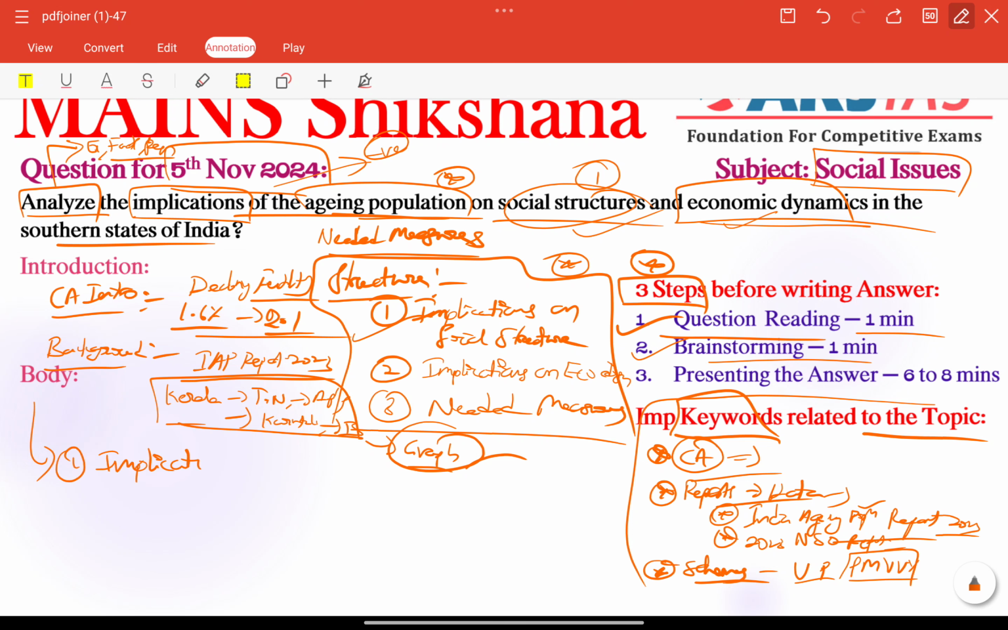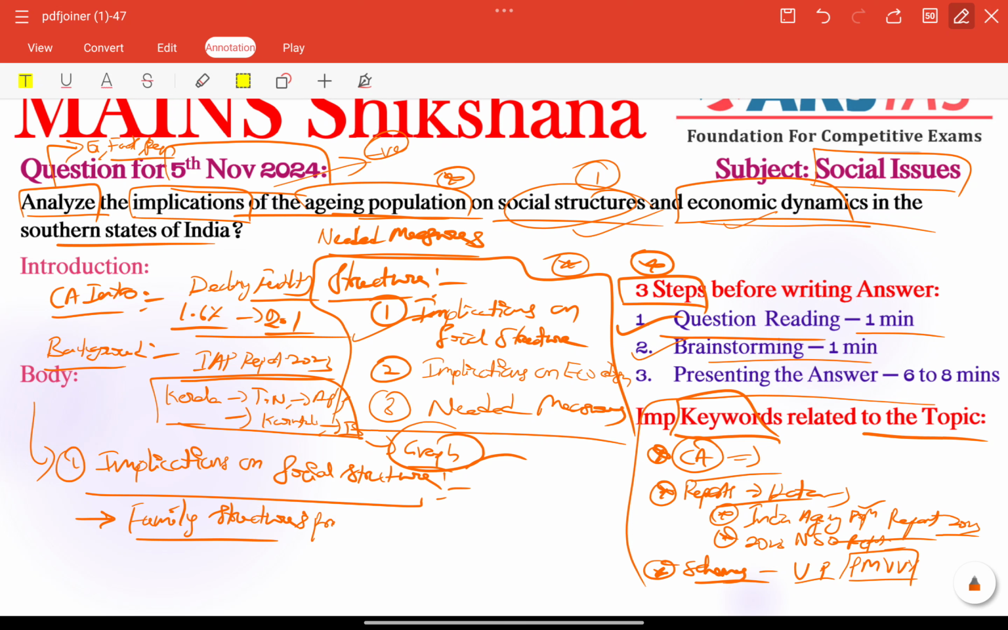right? Especially implications on social structure, first of all, given in the first part of the question, right? So very, very important here. We can talk about our family structures under pressure. That is also very important. Family structures under pressure, that is a very important implication, because so many breakdowns of joint families and urban migration are leaving elderly care as a big issue.